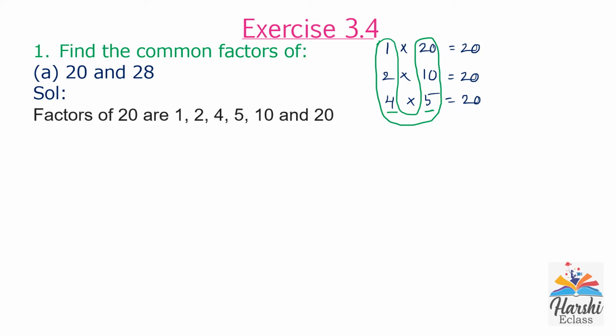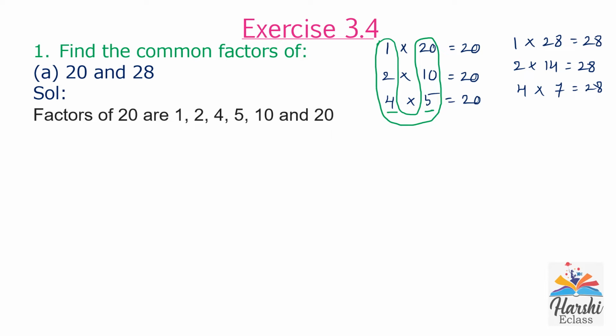Now the factors of number 28. 1 28s are 28, 2 14s are 28, and 4 7s are 28. After that 5, if we divide 28 by 5, 3 will be the remainder, so 5 is not a factor of 28.